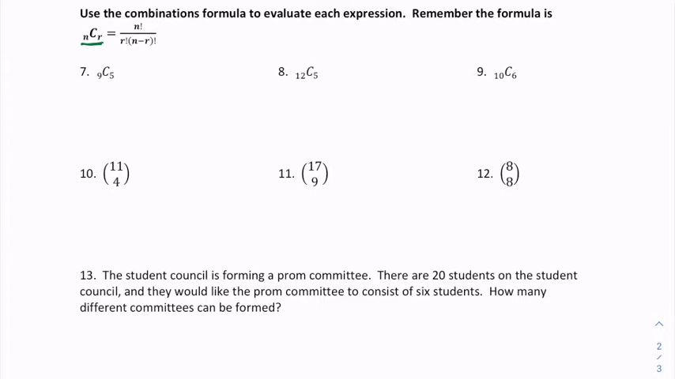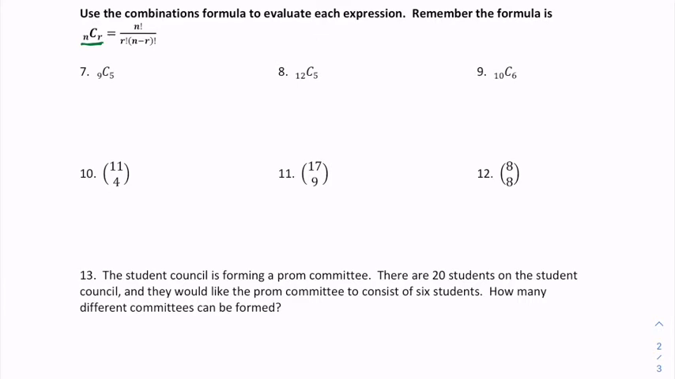Now remember, we already learned how we can use Pascal's triangle to solve these problems, but we don't always have a Pascal's triangle handy, or sometimes we don't want to make a Pascal's triangle that goes out as far as we need it to. So mathematicians discovered this formula that can also be used to evaluate combinations.